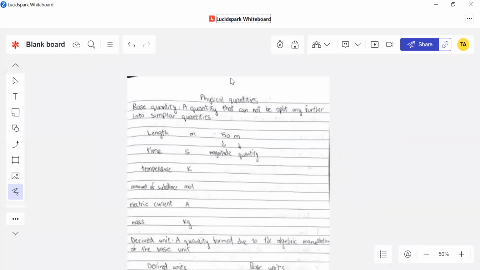So, what is a physical quantity? What is a base quantity? First of all, a base quantity is a quantity that cannot be split any further into simple quantities. So a base quantity, right, is the building block of all quantities. And in physics, there's around 6 quantities, the base quantities that you need to memorize.